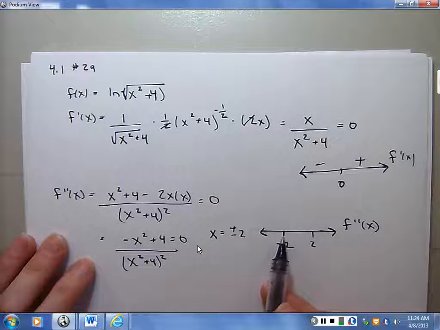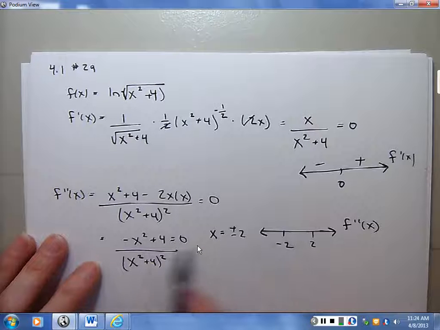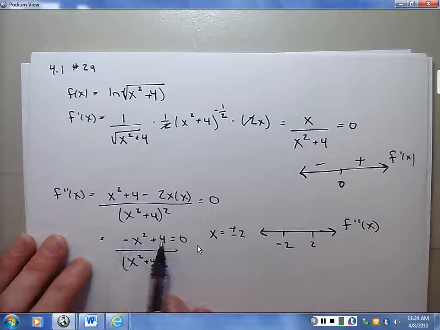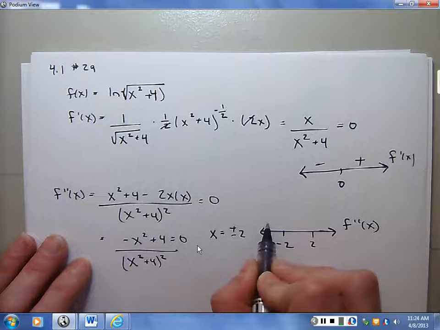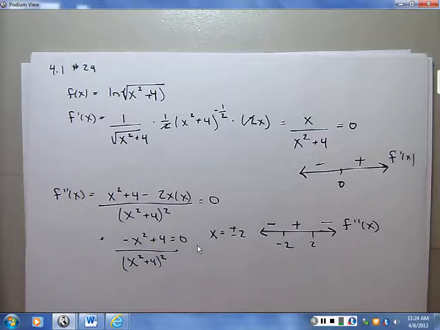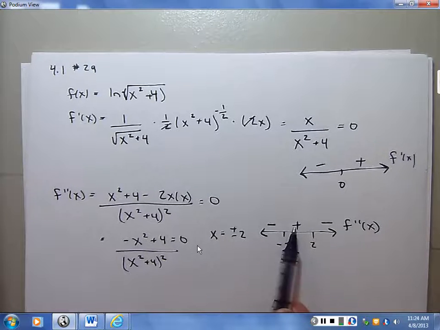So let's say I plug in a negative large number. A negative number squared is positive, but I have a negative out in front of that. Plus 4, this whole thing would be negative, and the bottom's always positive, so I actually have negative, positive, negative. So I'm concave down on this interval, concave up on this interval. My inflection points are plus or minus 2. Make sense?